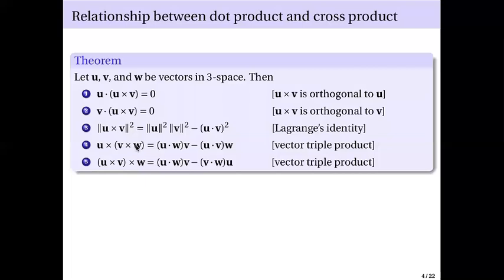So you have to make sure that the identity has the same kind of object on both sides. A vector on the left-hand side means a vector on the right-hand side, and a scalar on the left-hand side means a scalar on the right-hand side. So that's your number 4.